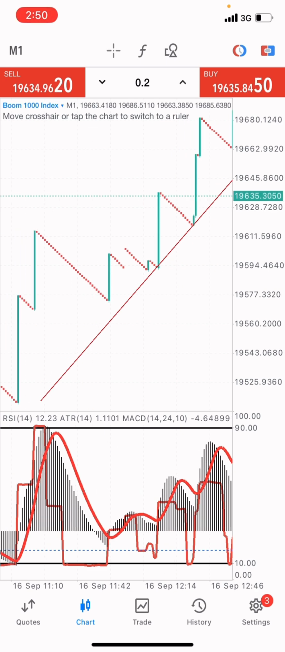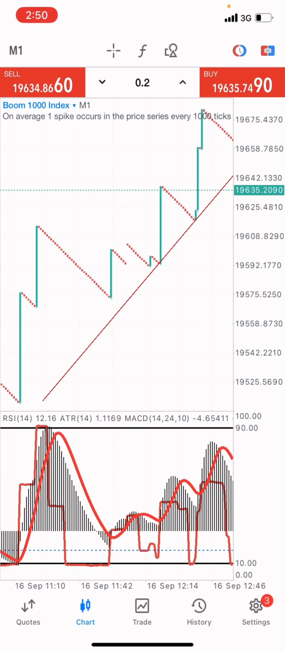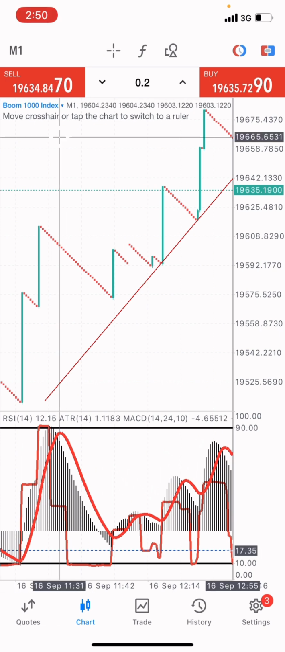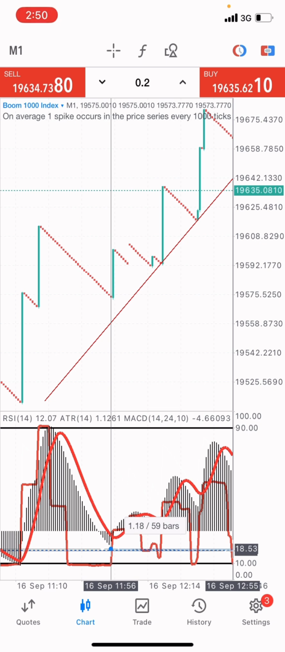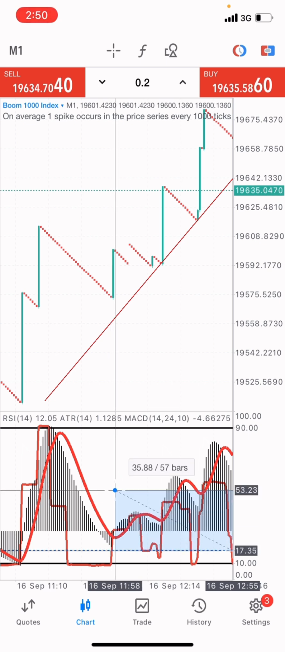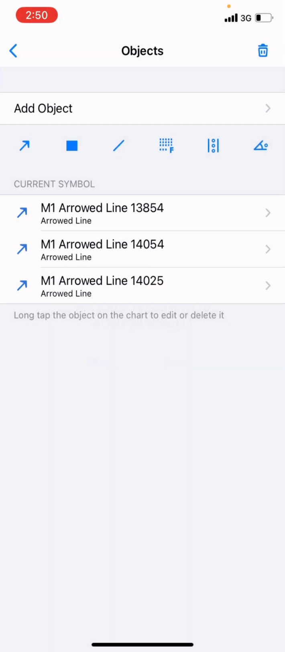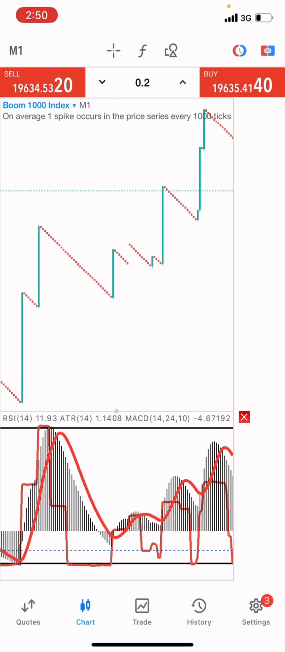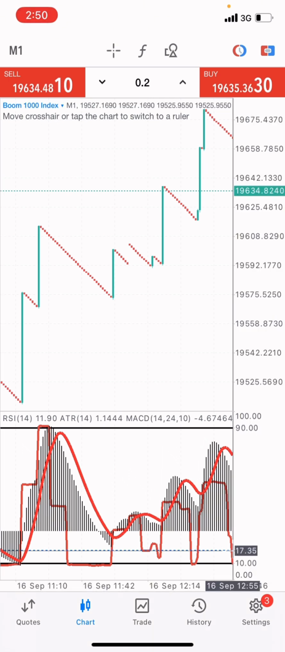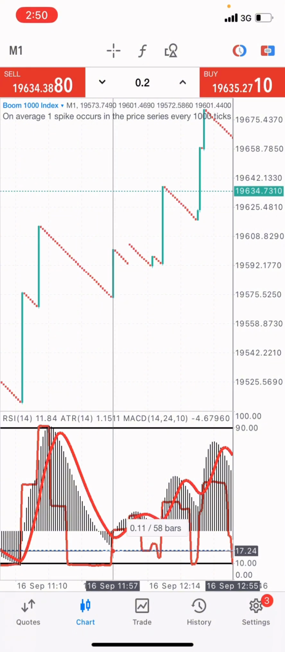Take a look at it here at this point. Take a look at this point right here, level of 10, and there was a spike in the market. There was a spike in the market during this point, right here. Started from here, and the spike came through into the market from this point.